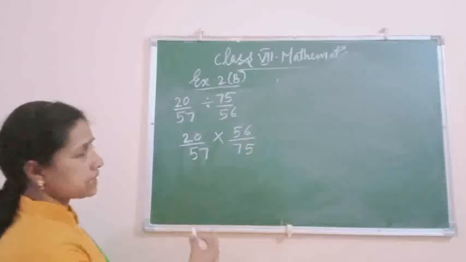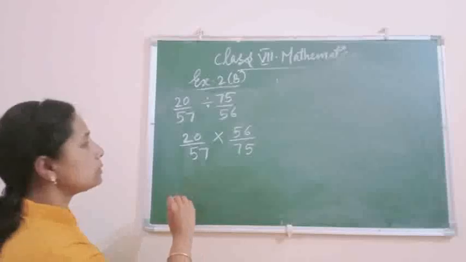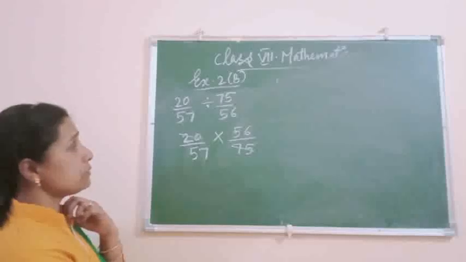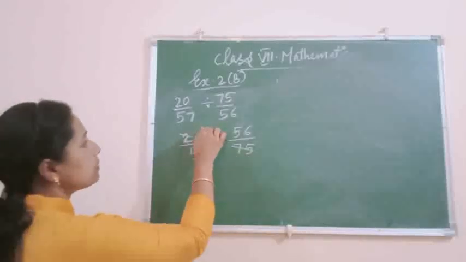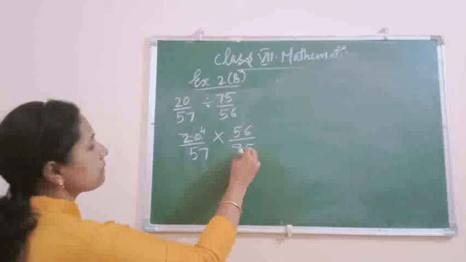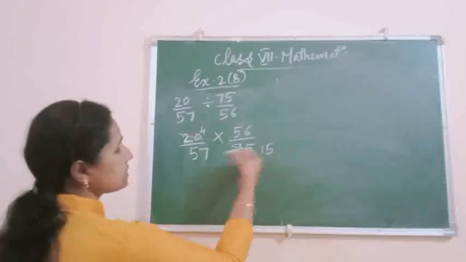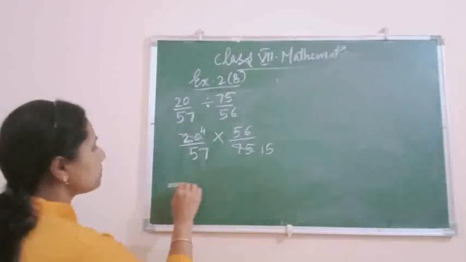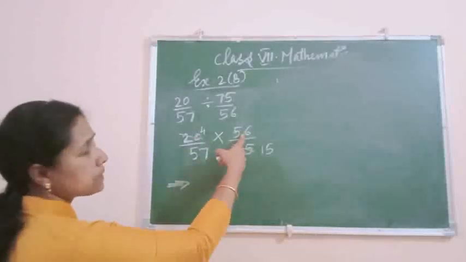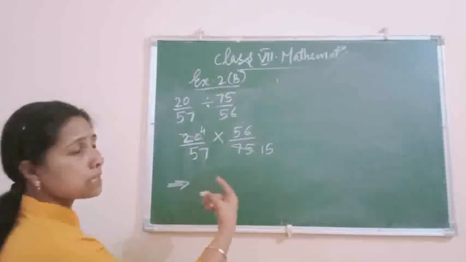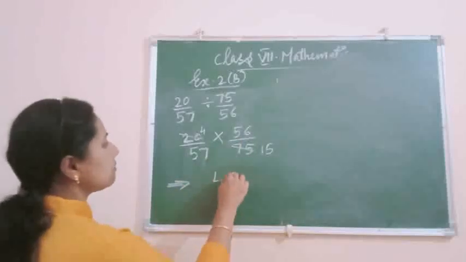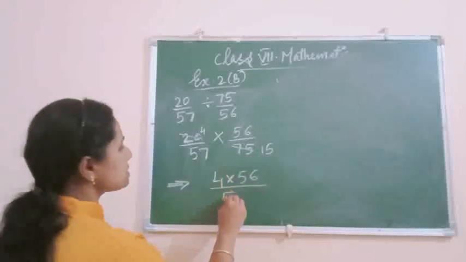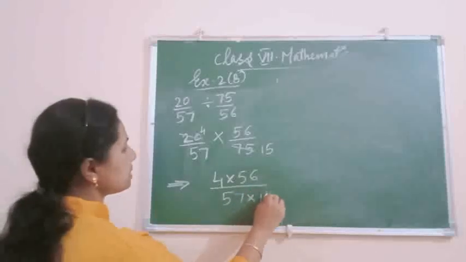Now you check if any common factor is there, and do the reduction. 20 and 75 you can cancel by 5. 20 divided by 5, 4 will come, and 75 divided by 5 is 15, as 15 fives are 75. Now there is no other number possible to reduce, so the remaining numerator numbers are multiplied together, and the remaining denominator numbers also multiplied together. So this will come this way: 4 multiplied by 56 upon 57 multiplied by 15.